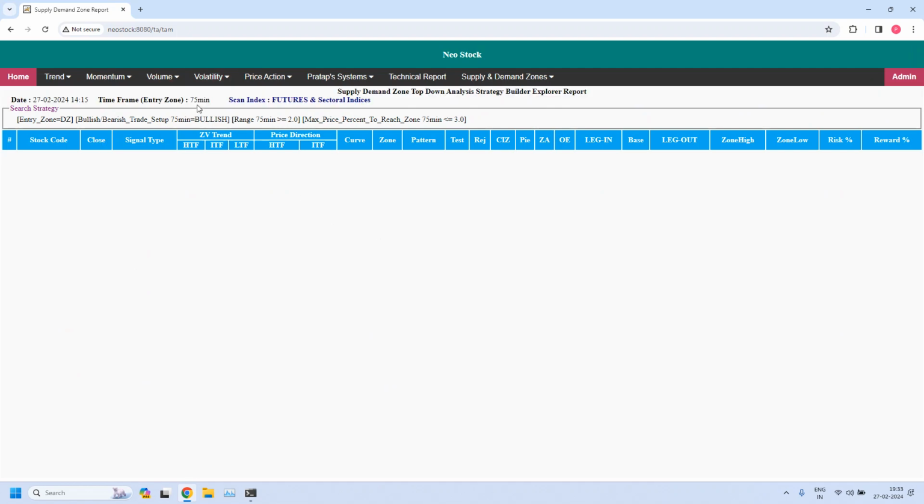So the entry time should be 75 minutes. Yes, the entry zone is the demand zone. For bullish or bearish trade setup, 75 minutes should be bullish. And the range at 75 minutes, we have selected 2%. The range means reward. The maximum price percent to reach the zone at 75 minutes should be less than 3%. Right? No stocks even near 3% to the 75 minutes demand zone.